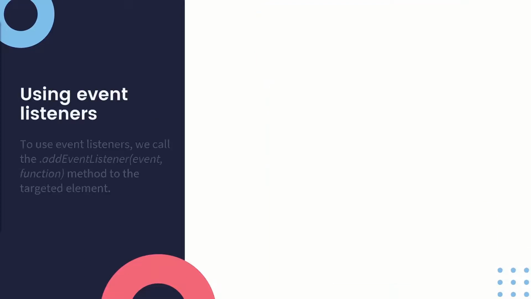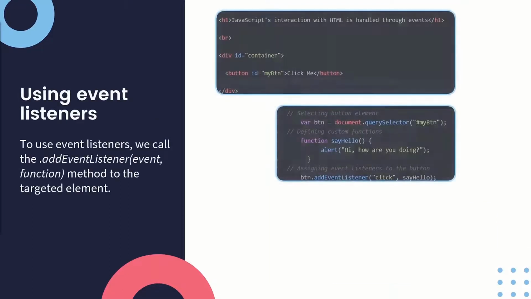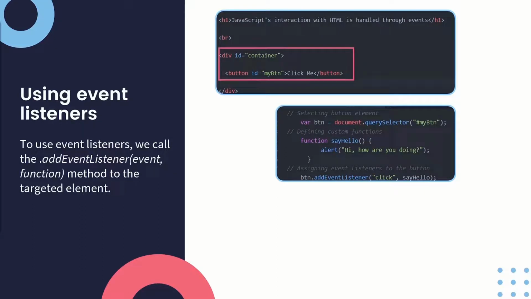Excellent. Now there are other workarounds, such as event listeners. In JavaScript, event listeners are just like event handlers. The only difference is you can attach as many event listeners to a single element as you want. Here we've got two examples of code again, our HTML code and our JavaScript code. In our HTML code, we've got a simple div container with an ID of container. We've got a button inside of that container with an ID of myButton that simply says click me.